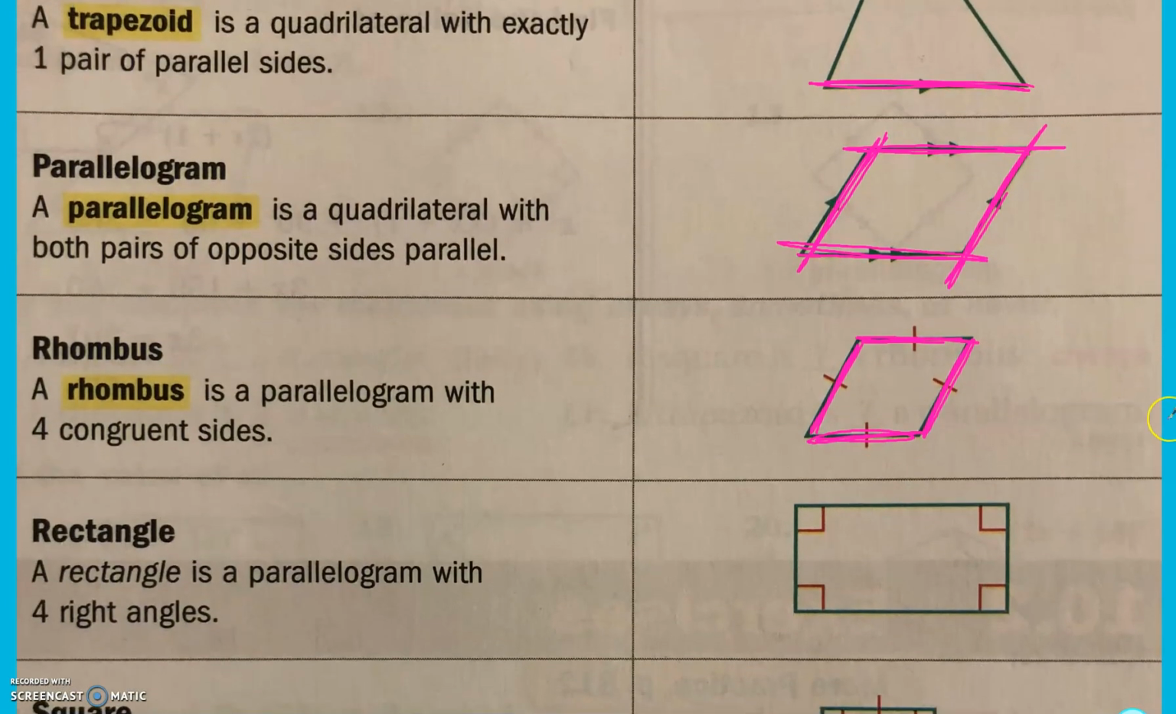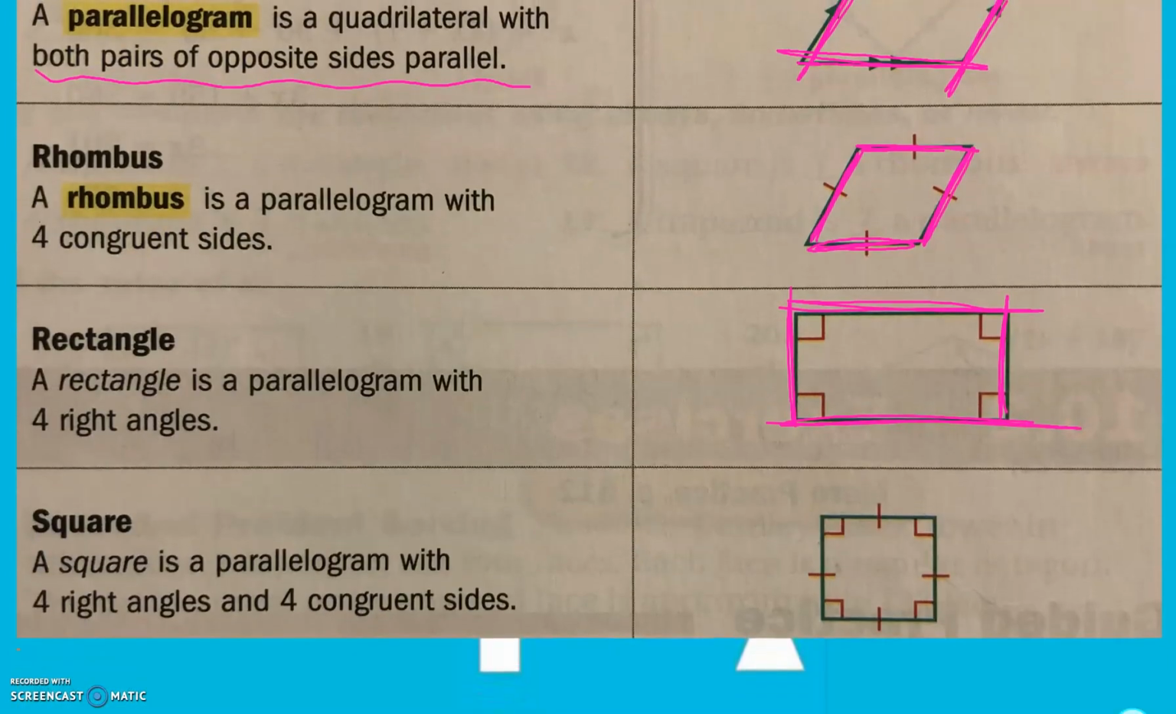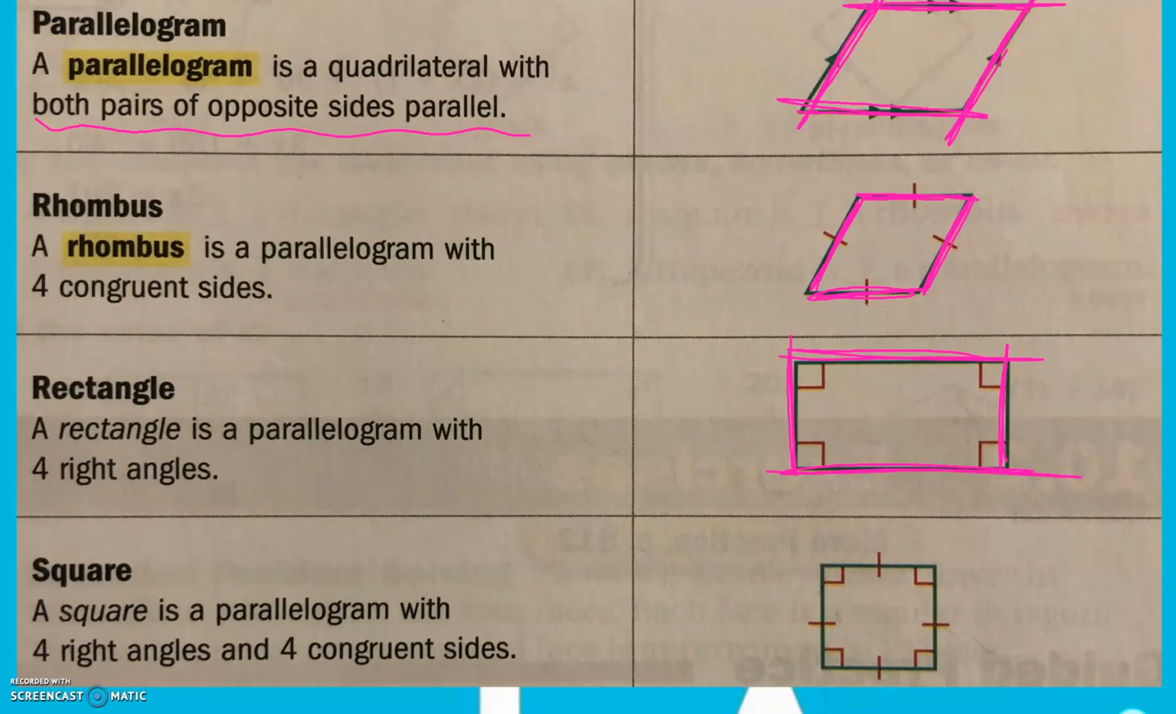A rectangle is a parallelogram with 4 right angles, meaning both pairs of sides are parallel. So these 2 are parallel, and these 2, top and bottom, are parallel, but it has 4 right angles. And a square is a parallelogram with 4 right angles and 4 congruent sides.